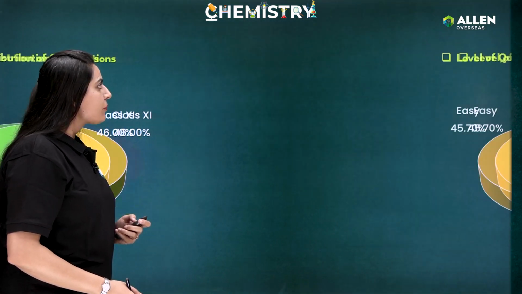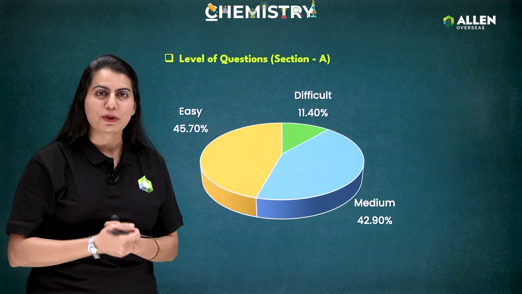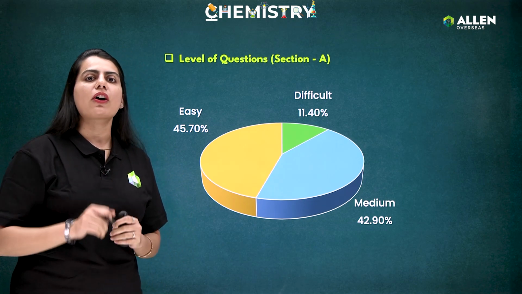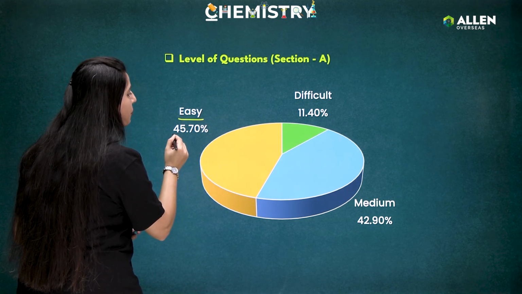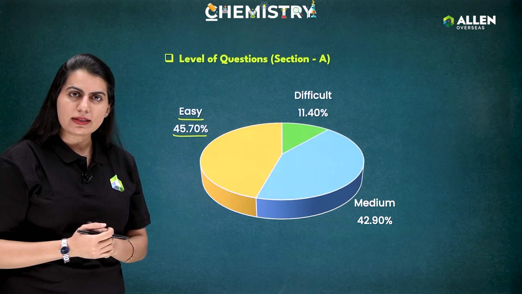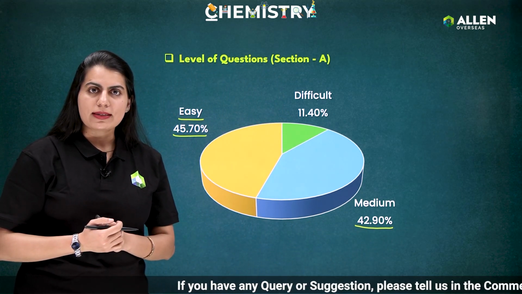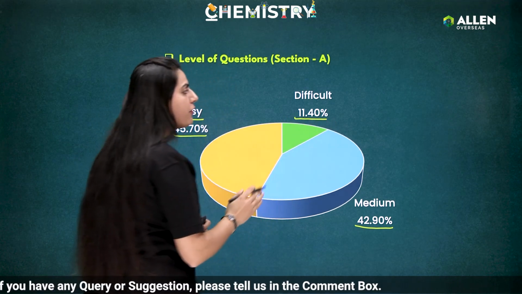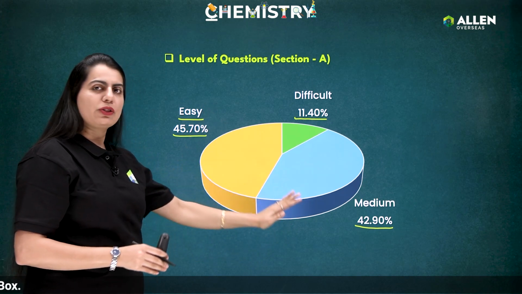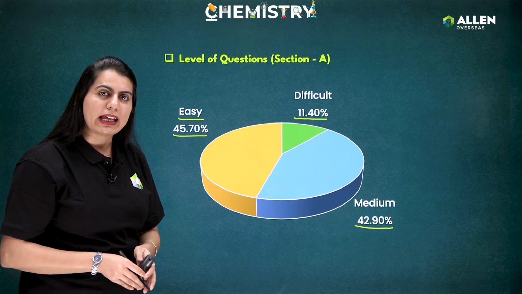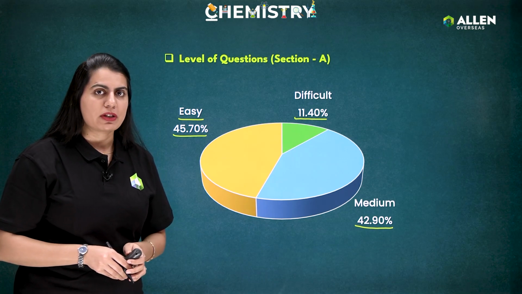Now, moving ahead, let's talk about the level of questions which were asked in this particular examination on 7th of May 2023. Let's first talk about section A. So, if I talk about section A first, you can see that 45.7% were easy questions. 42.90% were medium or moderate level questions and difficult questions were 11.4%. So from this analysis of section A, we can understand that it was an easy to moderate paper because the major portion weightage is of easy and moderate questions in our section A, which constitutes 35 questions in each subject.